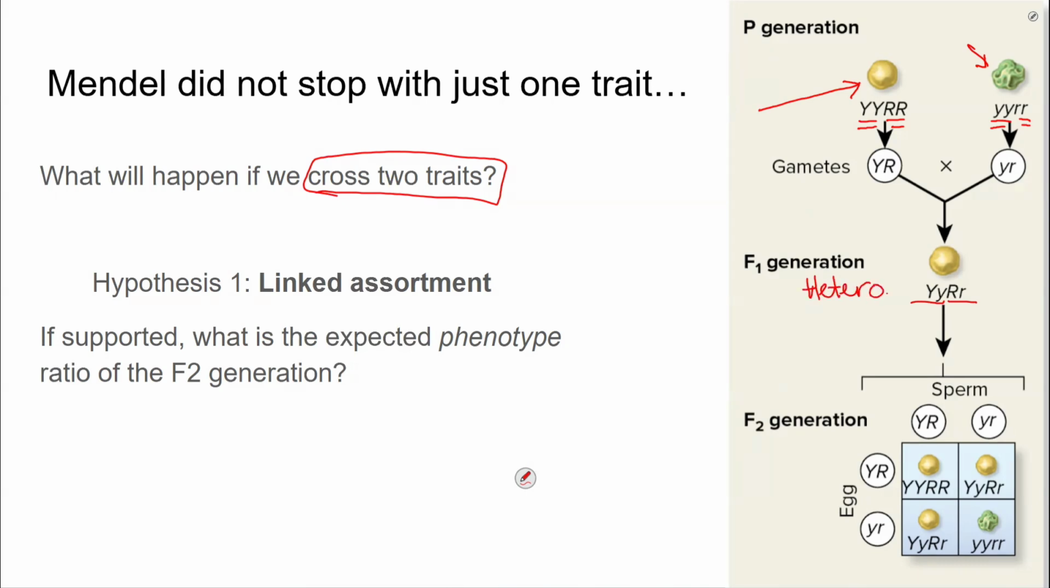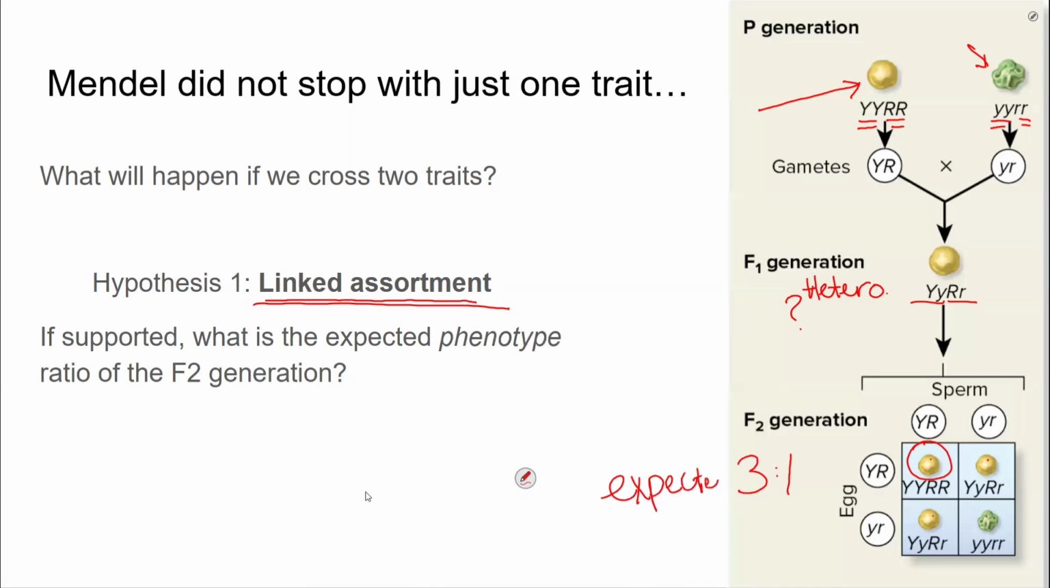Okay. Now the question was, what will happen when we make that next generation? So if this hypothesis of linked assortment is supported, we should see 3 round yellow seeds, 1, 2, 3, and 1 green wrinkled seed. So our expected ratio is 3 to 1. Is that what we will observe?